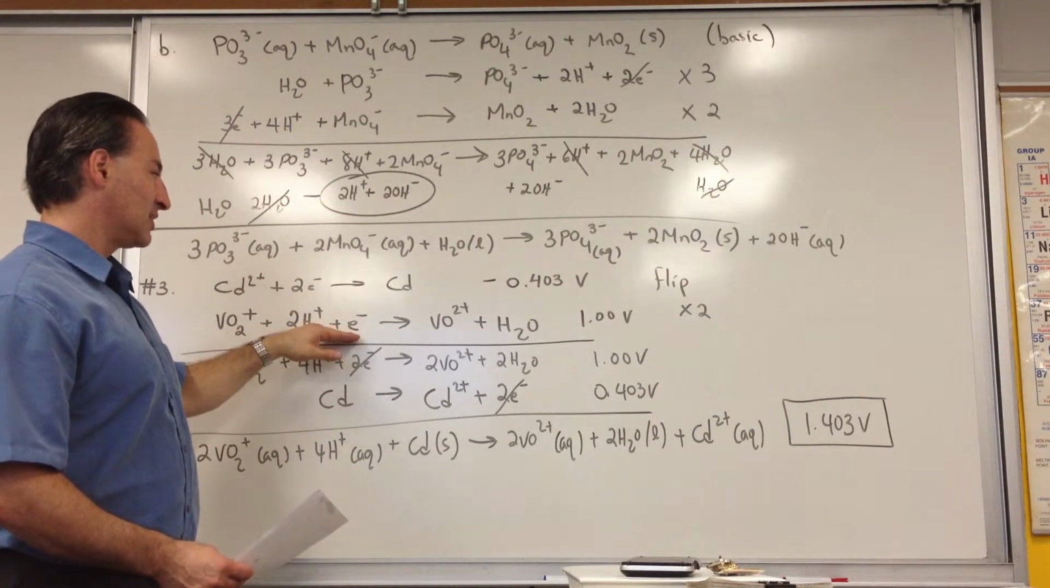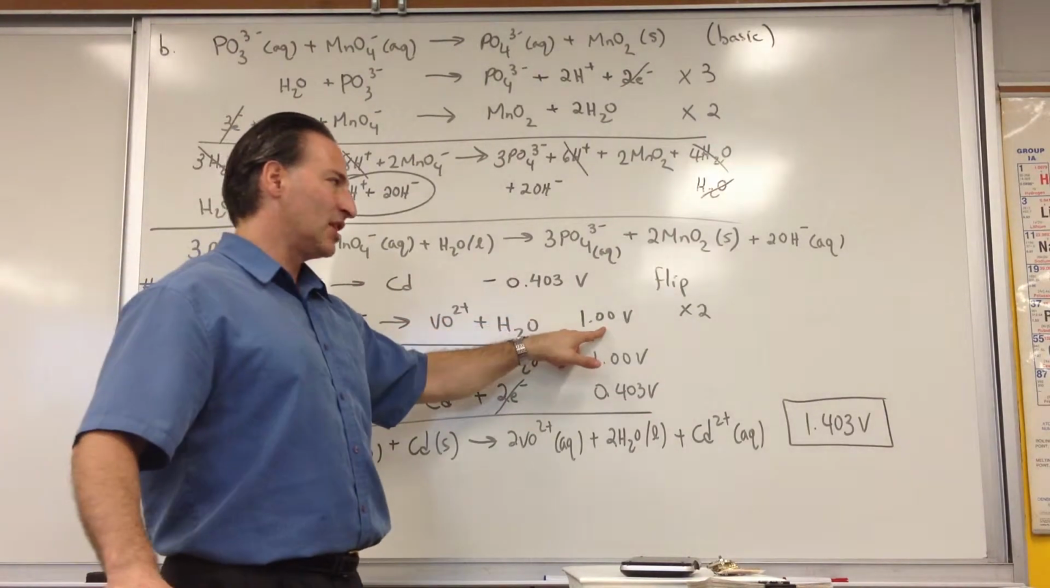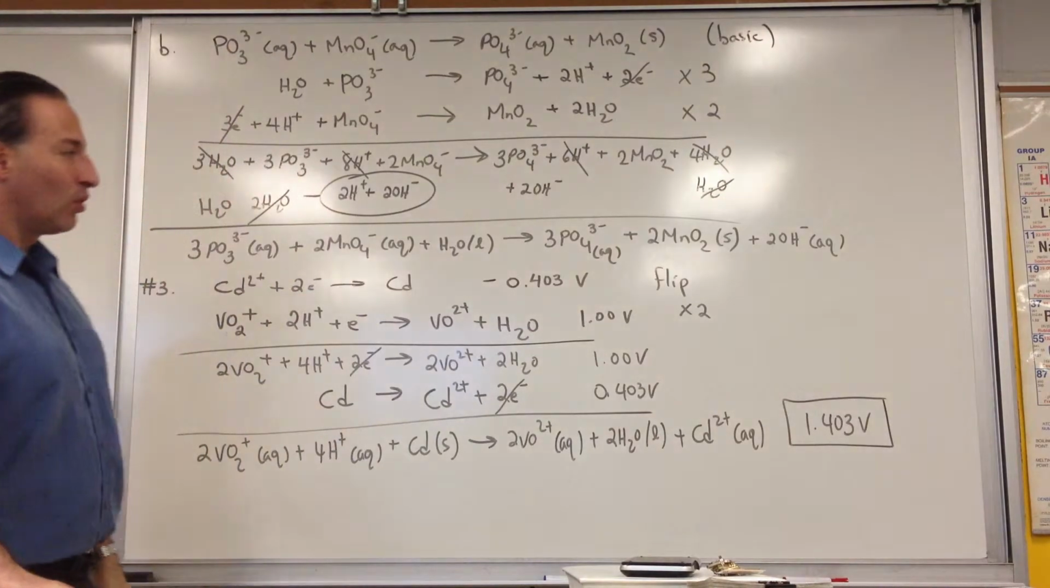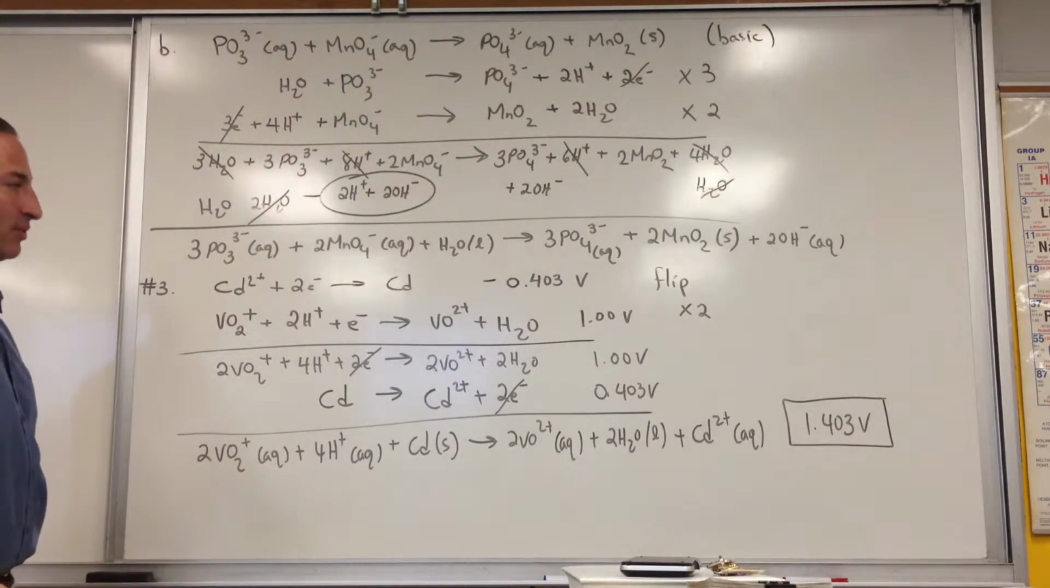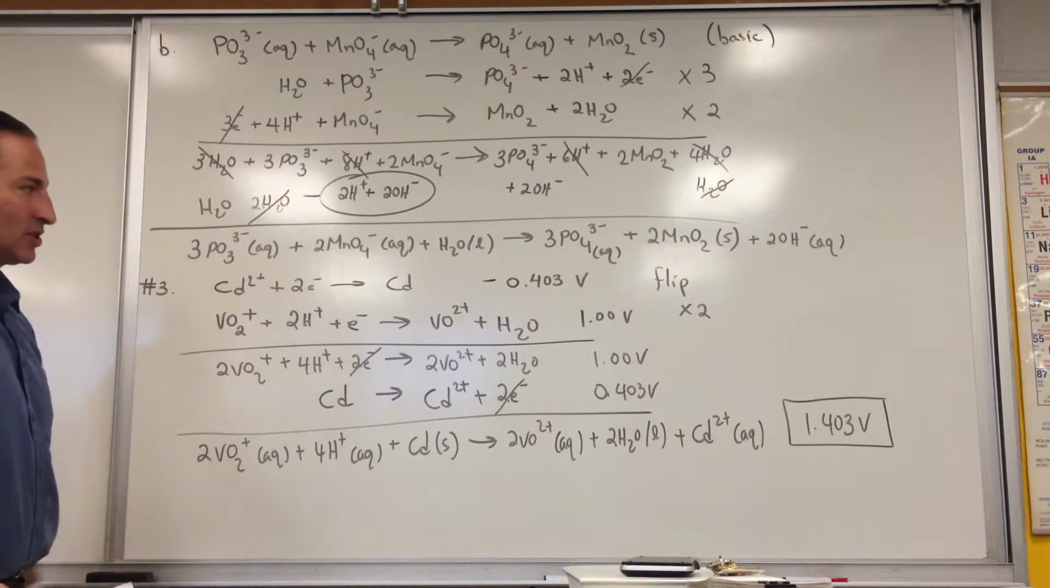We're going to leave this one as is, but we're going to multiply it by 2. But even though we multiply it by 2, the voltage stays the same. You just have more electrons, but of the same voltage. That's what, when we multiply reactions, we leave the voltage the same. The voltage does not increase.